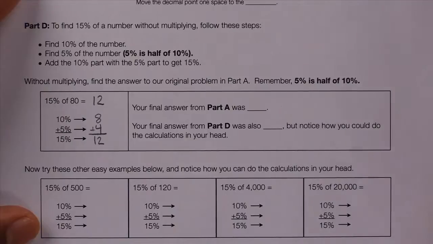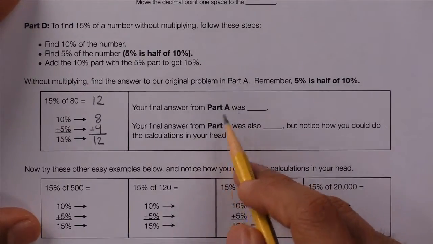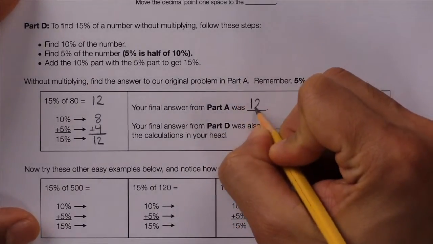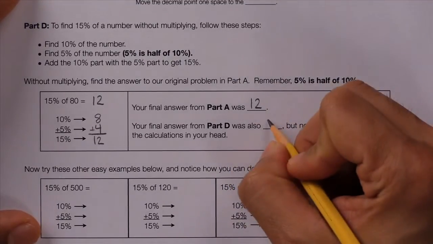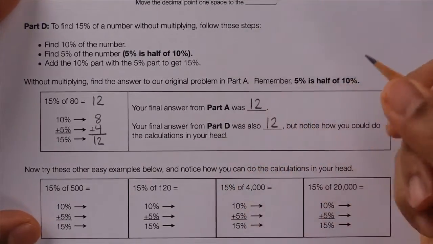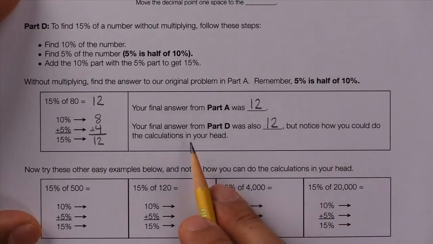Let's move on to the next box. Here, your final answer from part A was 12. And your final answer from part D was also 12. But notice how you could do the calculations in your head. Let's quickly go over 2 more examples.